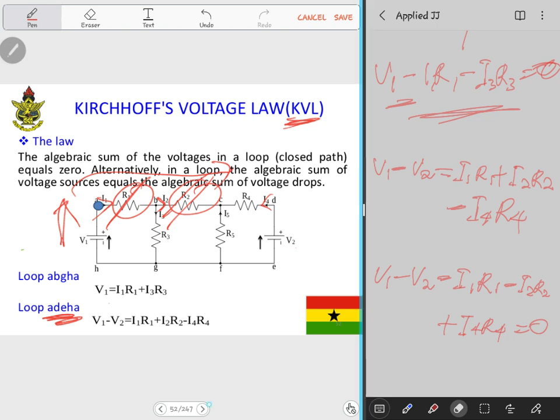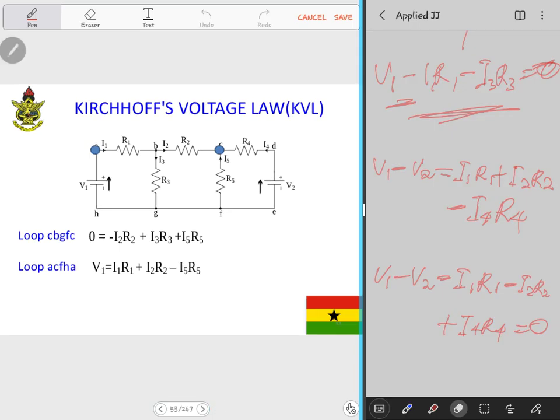So that's all about the KVL. Then again, the KVL and the KCL, we don't use them in isolation. Most of the time, we use them to analyze a circuit to see what's happening. So we don't just learn that on its own and then go away. So you see, another loop: C, B, G, F, and C. So the direction can change. Still the same thing. It could also be B, C, F, G, B.